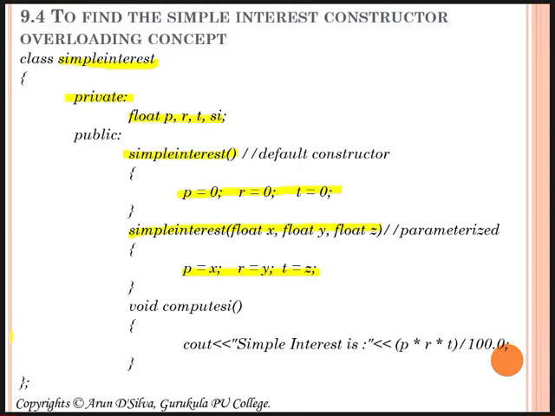Now the third one I have used here is a member function, that is computeSI. Here what I have displayed in this function, the simple interest, is P into R into T divided by 100. So this will directly display the simple interest, and I have closed the class.